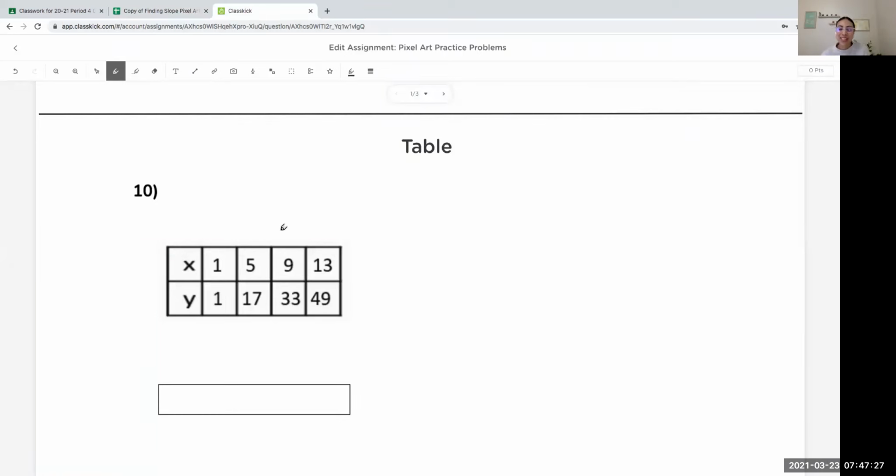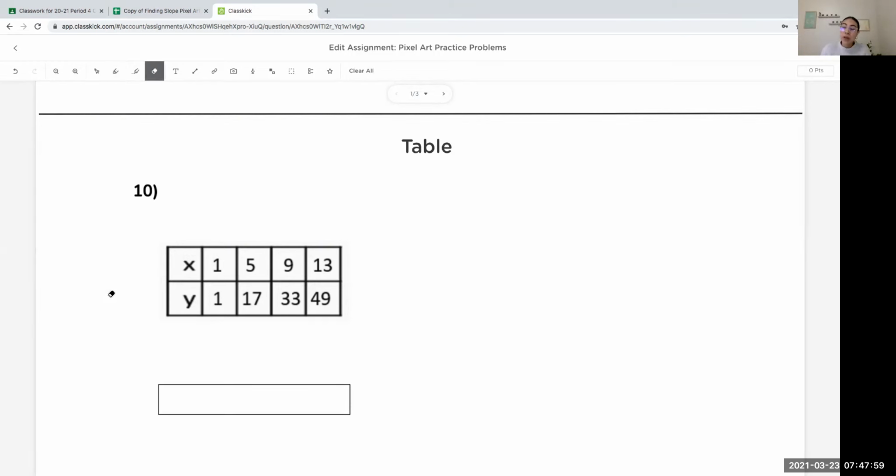Okay, so we're going to go ahead and work on 10. Number 10 might look a little different to you because the tables we were working on yesterday were your vertical tables where they went up and down. So it might look a little different, but it's not. We just basically turned it over.